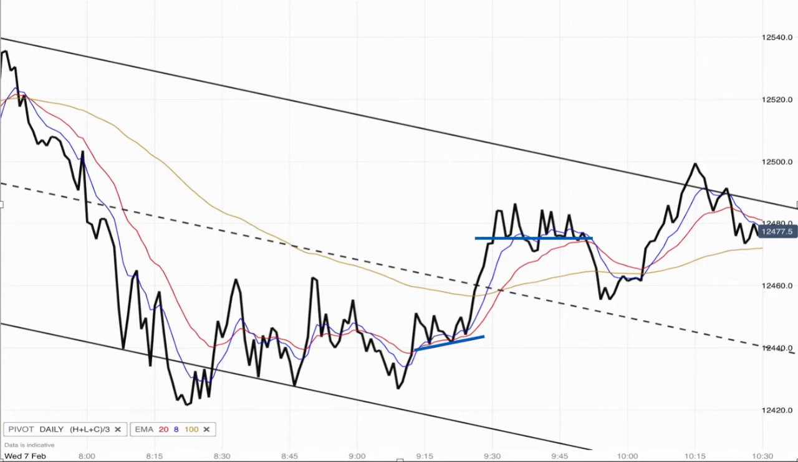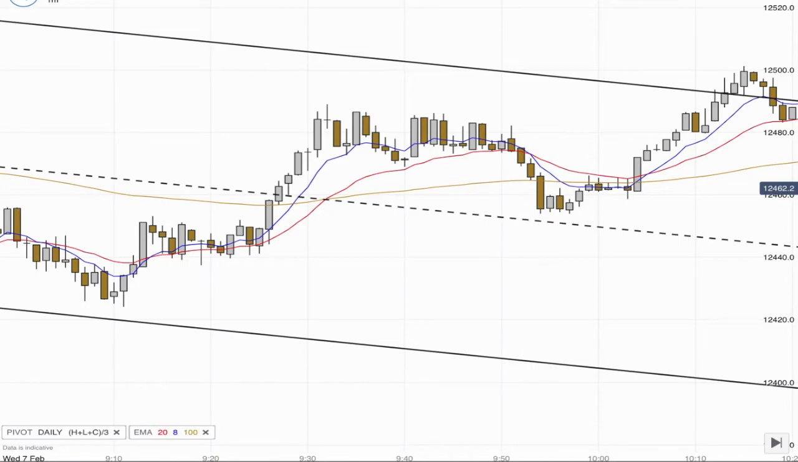And you do need to keep an eye on the candlestick charts as well. There's a lot of stuff to trading. You need to understand chart patterns. You need to understand your candlestick patterns. So let's have a look in particular at this price action here and this price action here to see what we can read into it from a candlestick perspective.